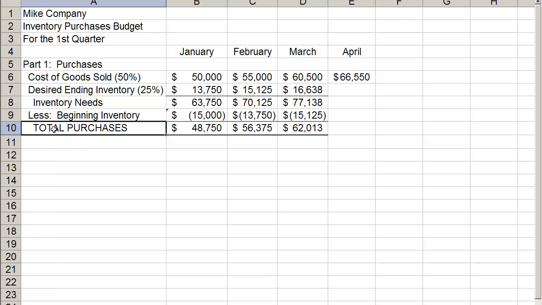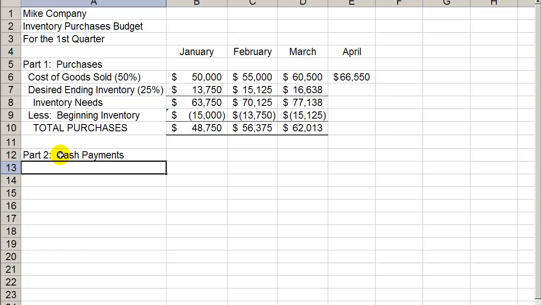What you've determined is the total amount of inventory you need to purchase each month. Part two of your inventory purchases budget is your cash payments. They tell us in part 5 of your Mike Company budget that all purchases of inventory are on account, and the company pays for 60% of all purchases in the month of the purchase, 40% the month after the purchase. So with cash payments, we first have to determine how much we're going to pay for this month.